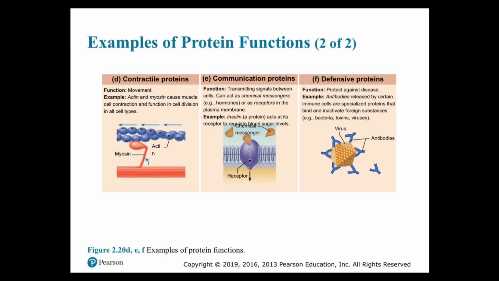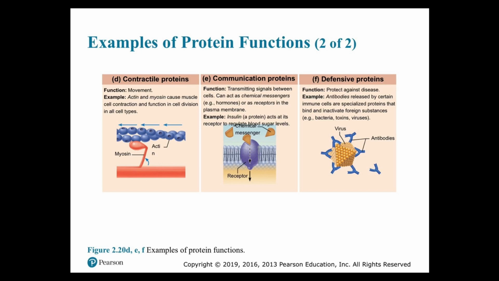2.20 D, E, and F are under the category of contractile proteins. So their function is movement. Two examples are actin and myosin, and these cause muscle cell contraction and function in cell division in all cell types. We're going to see this in your second anatomy and physiology course.